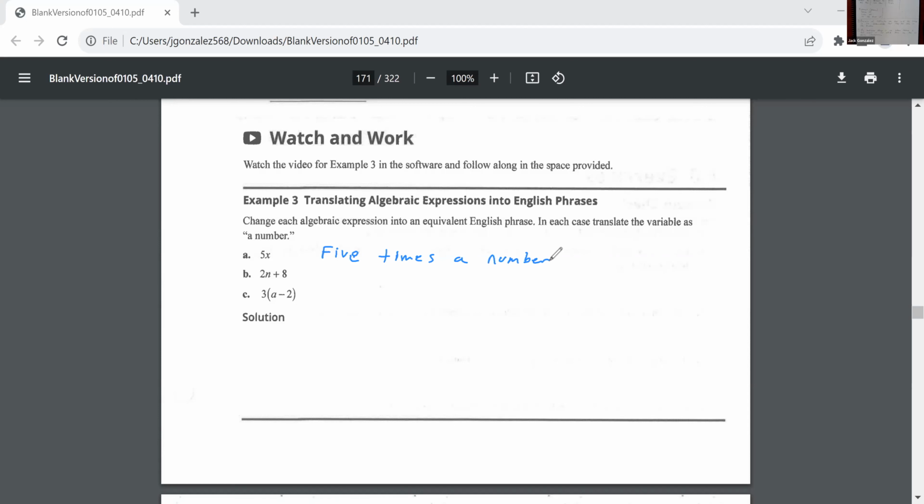So 2n plus 8. In plain English, what is that? 2 times the number plus 8. Yeah, 2 times a number. Plus 8. Writing this down.